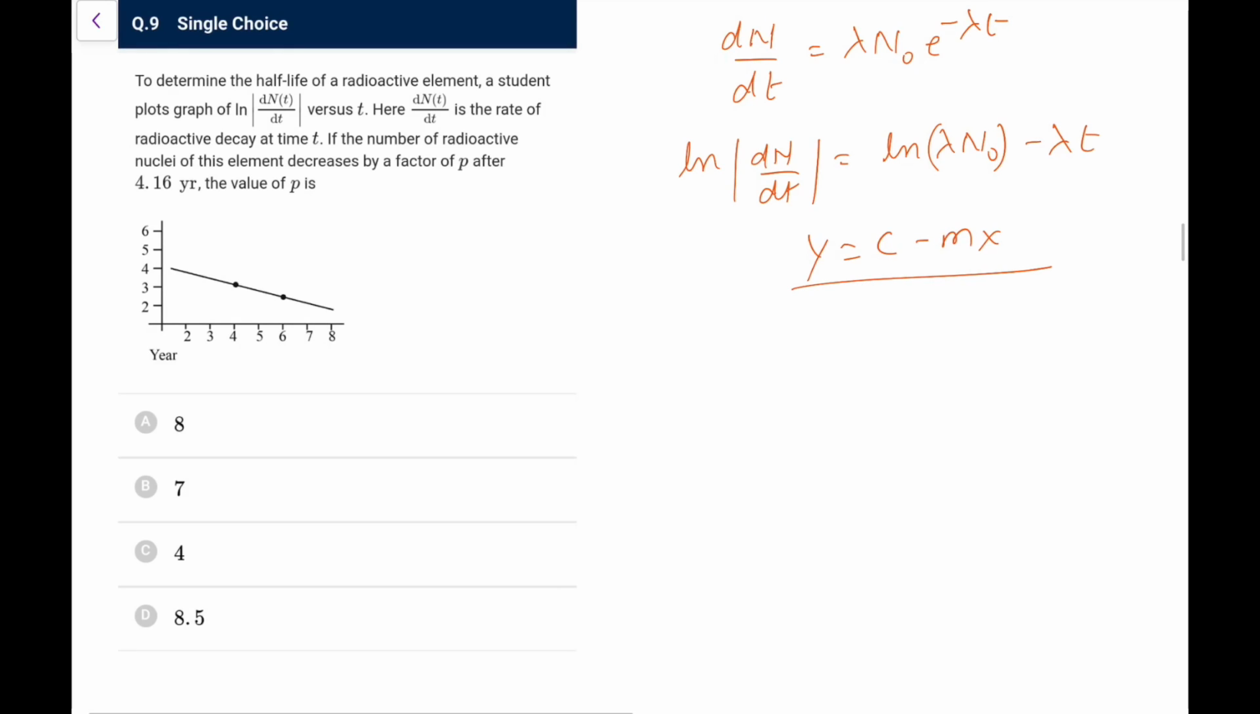Okay, slope is negative, so we have to find out what decreases by a factor of P after 4.16 years. First of all, I need to check the slope, m equals lambda. Looking at this slope, these are the 2 points I've marked. If I mark it, the slope's value is 1 by 2 per year.